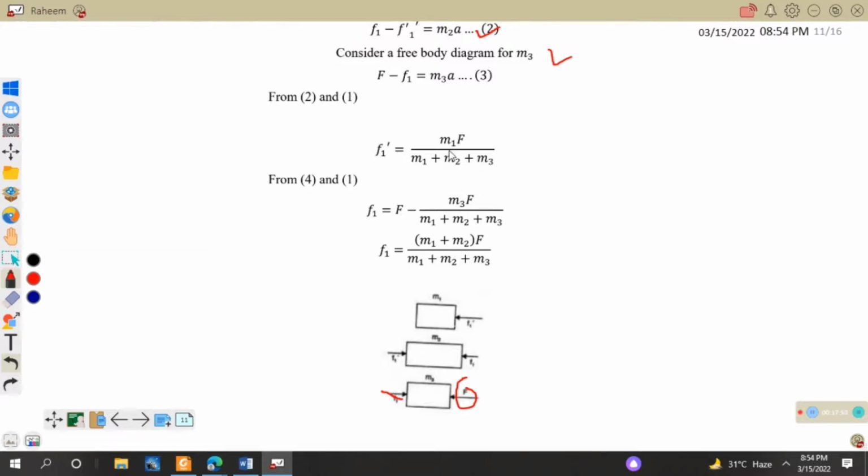If we solve equations 2 and 1 mutually, we will be left with F1 prime, which is equal to m1 F over m1 plus m2. Similarly, from 4 and 1, F1 will be equal to F minus m3F over m1 plus m2 plus m3 into sim. So we have to generalize these results that we have obtained so far.